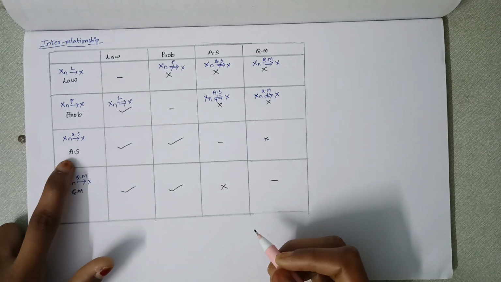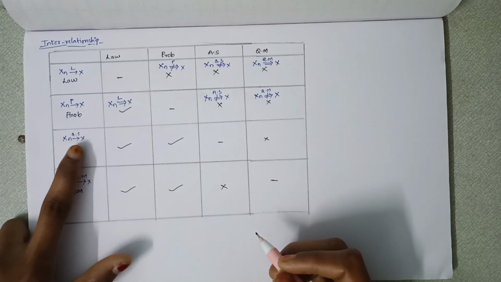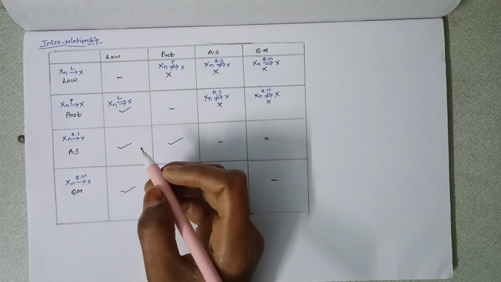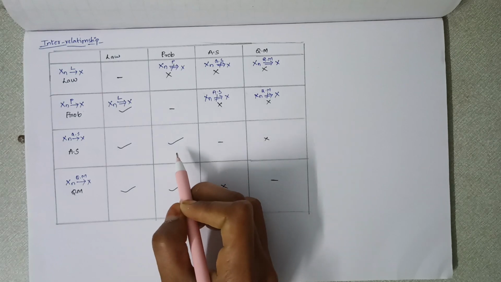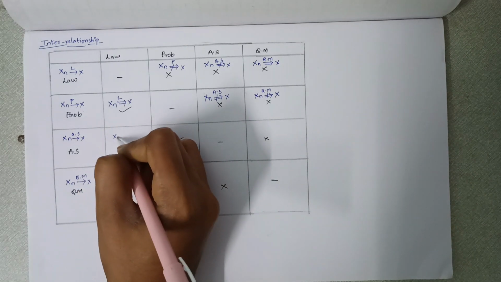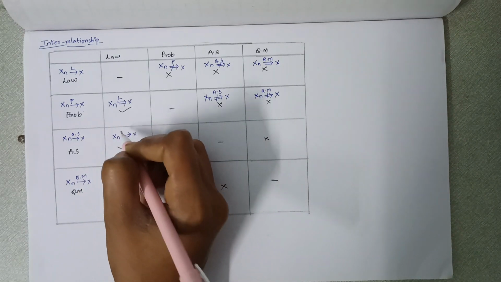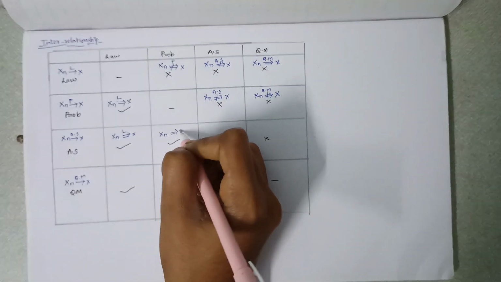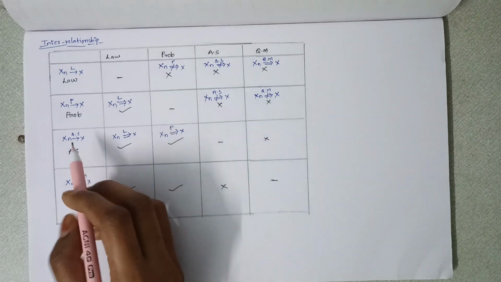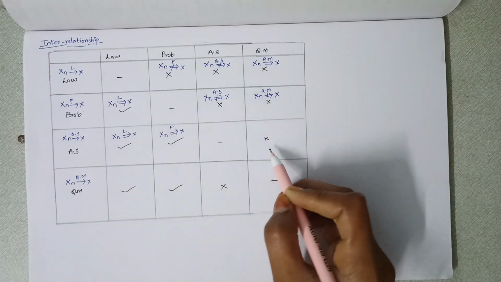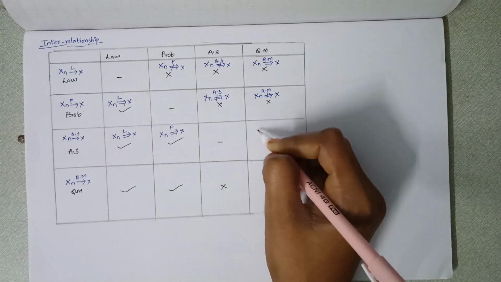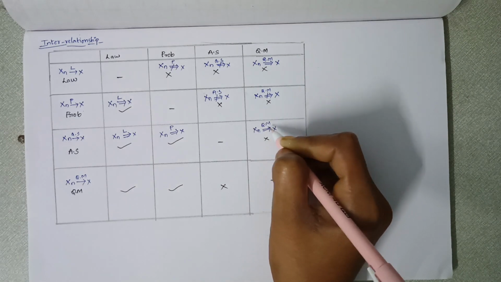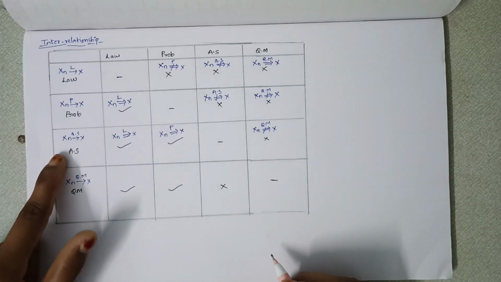And the next one is almost sure. The sequence is convergent to x in almost sure, and the tick mark implies it is correct. So it is also convergent in law and it is also convergent in probability. So xn convergent to x in law if it is almost sure, and xn convergent to x in probability if it is convergent in almost sure. The cross mark implies it does not. So xn does not convergent to x in quadratic mean if it is convergent in almost sure.